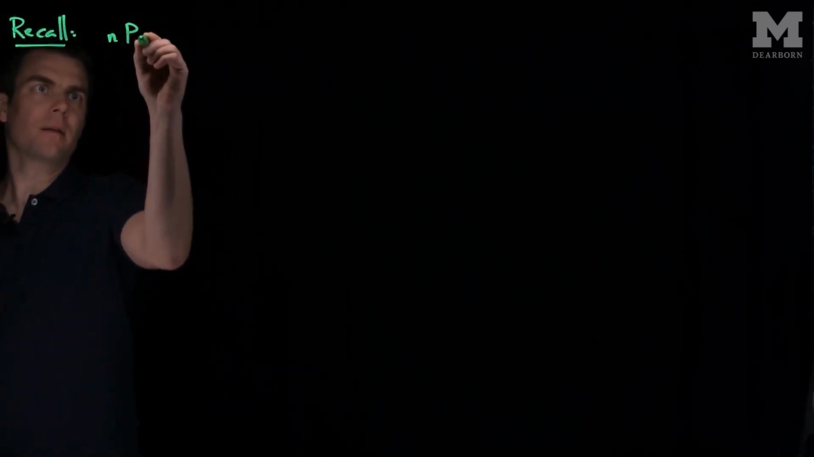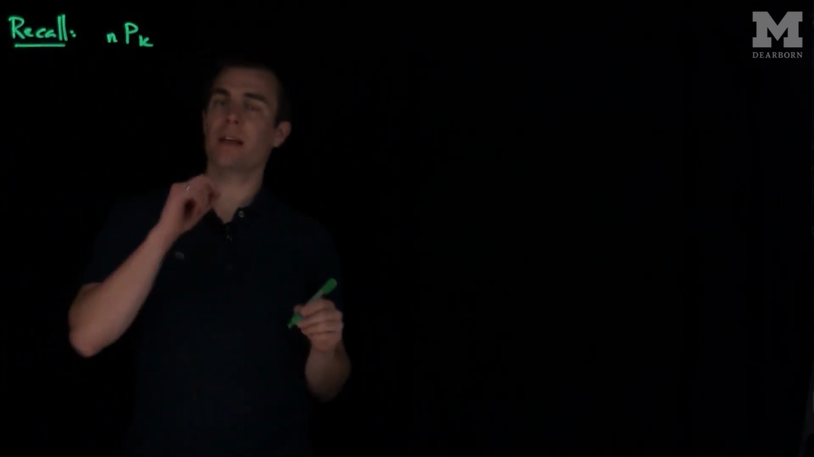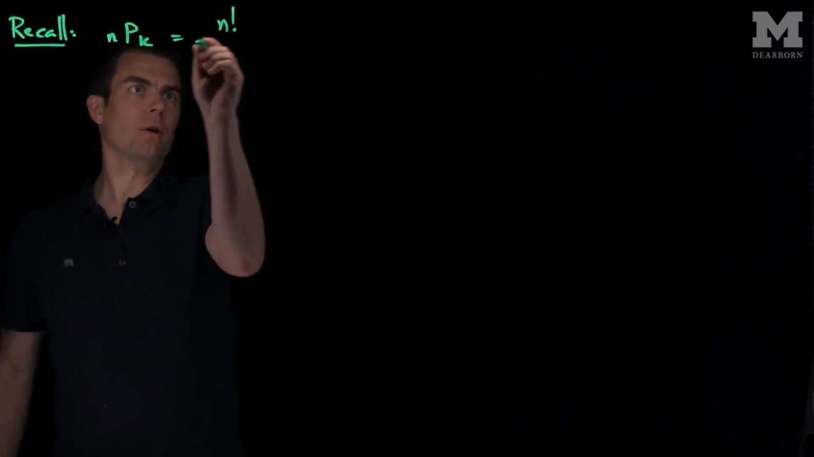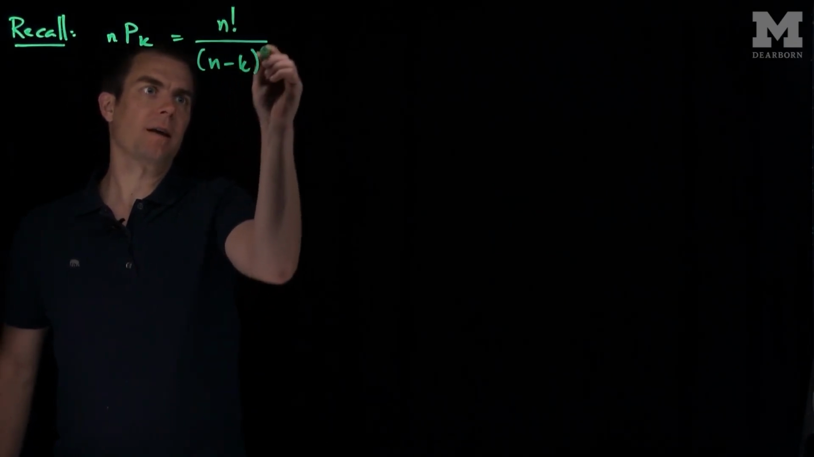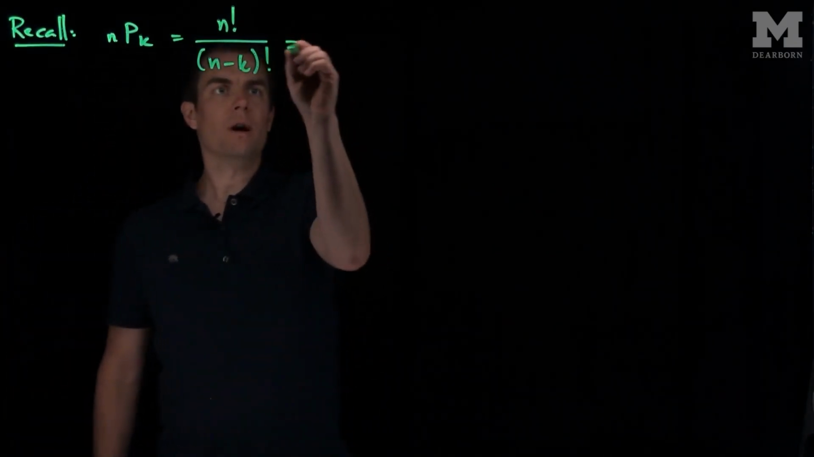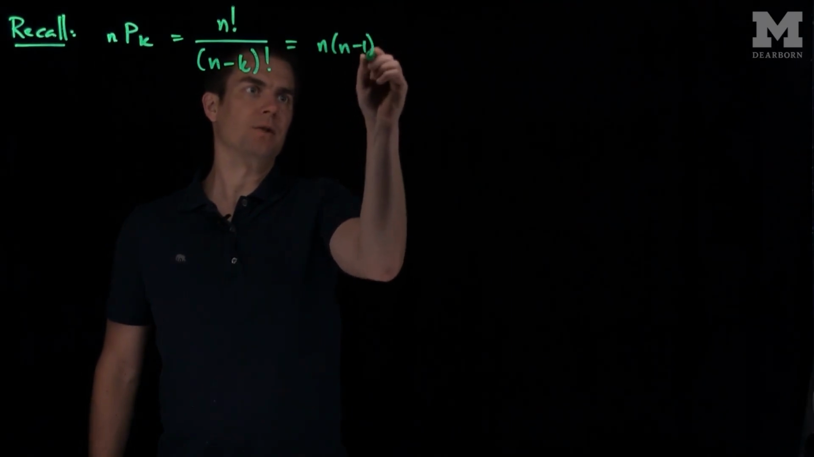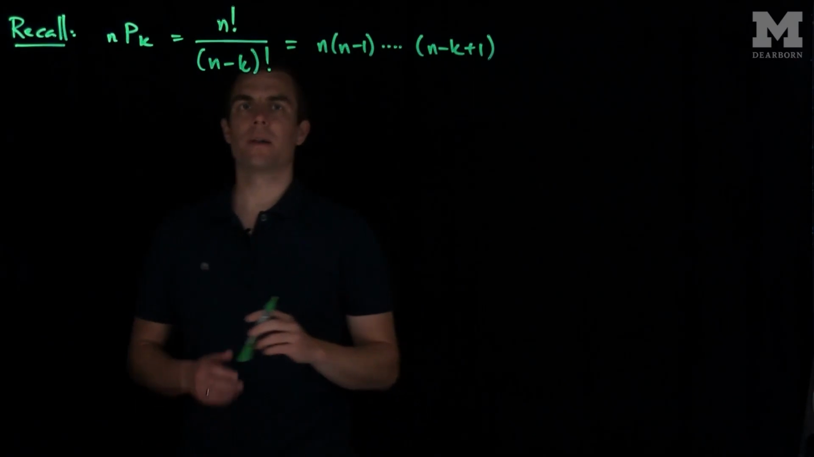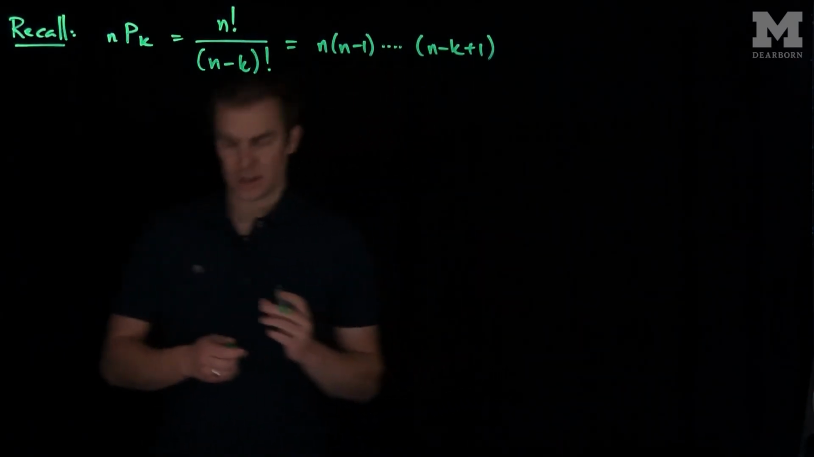Hello students, in this video we'll see an example of how we can use permutations to count the number of arrangements. So let's recall that the number of ways to arrange k things from a set of n with no repetitions is n factorial over n minus k factorial. Or if we expand this out, it's n times n minus 1 times all the way down to n minus k plus 1. And let's see some examples of this.